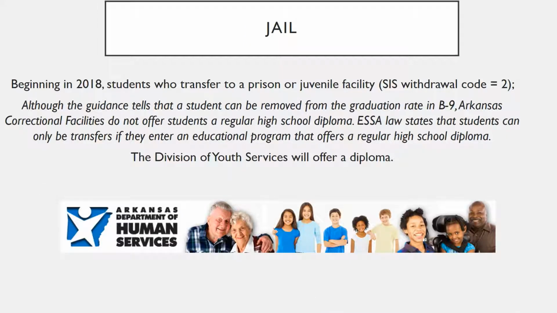Jail. Beginning in 2018, students who transferred to a prison or juvenile facility could be removed with the SIS code of 2. Although the guidance tells us that a student can be removed from the graduation rate in B9, Arkansas correctional facilities do not offer a regular high school diploma. The ESSA law states that a student can only be transferred if they enter into an educational program that offers a regular high school diploma. The Division of Youth Services, or DYS, will offer students a diploma.